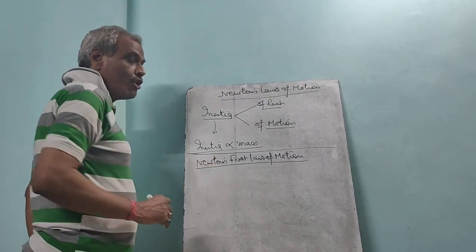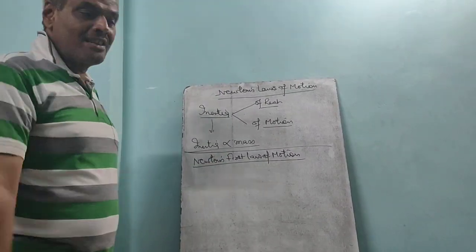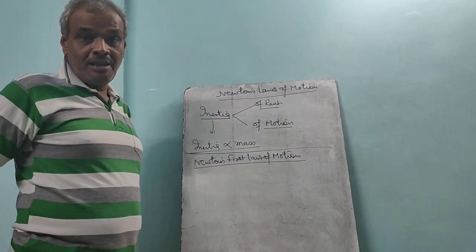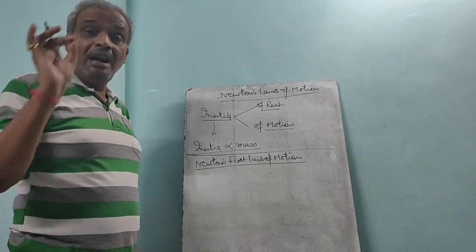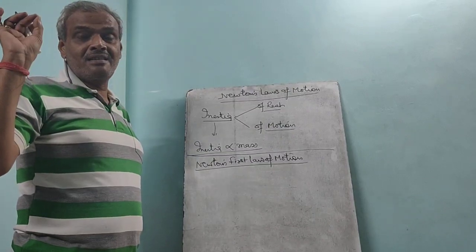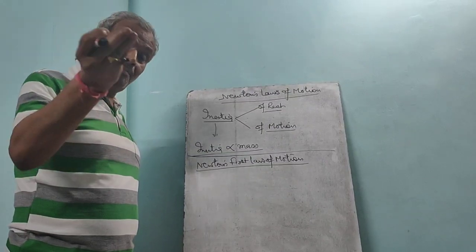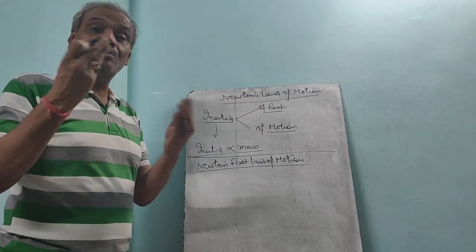What is Newton's first law of motion? If a body is at rest, then it remains at rest. If a body is in motion, then it remains in uniform motion, until and unless an external force is applied on the body to do so.